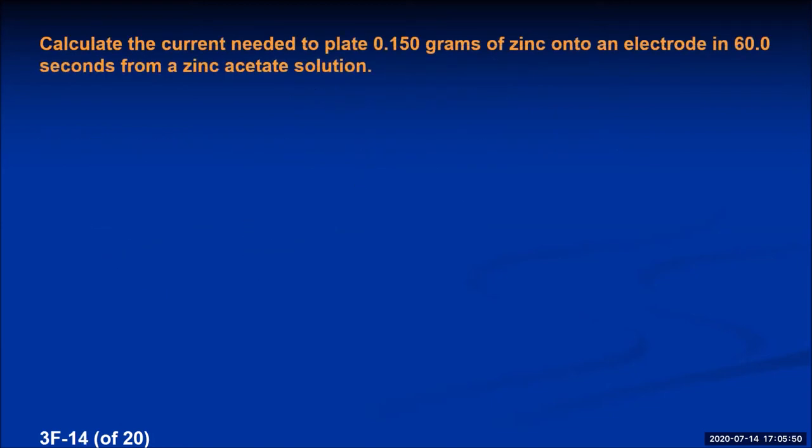Let's try this. Calculate the current needed to plate 0.150 grams of zinc onto an electrode in 60.0 seconds from a zinc acetate solution. So for the electrolytic cell, we need to know the reaction that's plating the zinc. Where does the zinc come from? It comes from the zinc acetate, which is made up of zinc positive 2 ions and acetate ions. So the reaction that we're going to use in this particular electrolytic calculation is the zinc ion turning into zinc atoms. And to balance the charge, we're going to need 2 electrons.